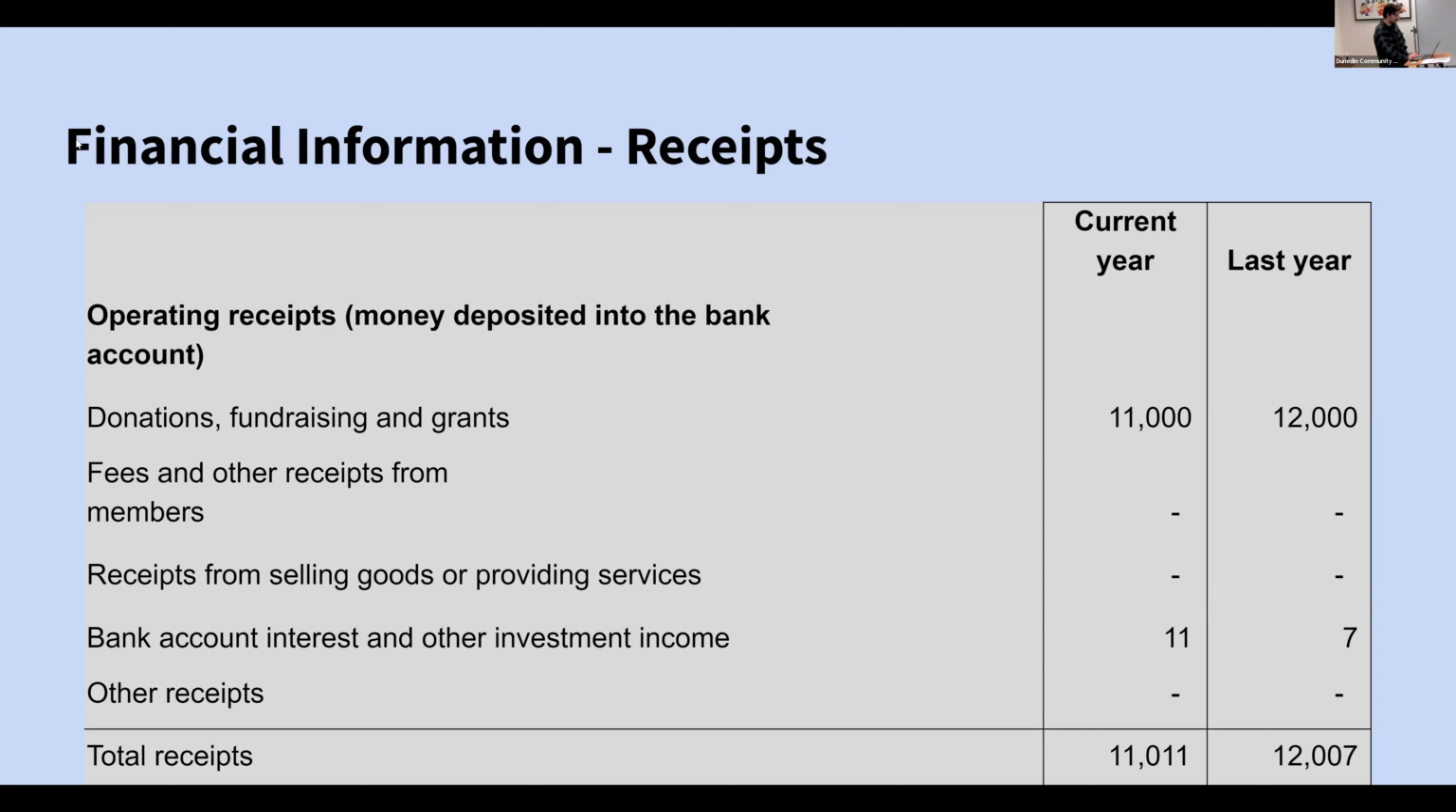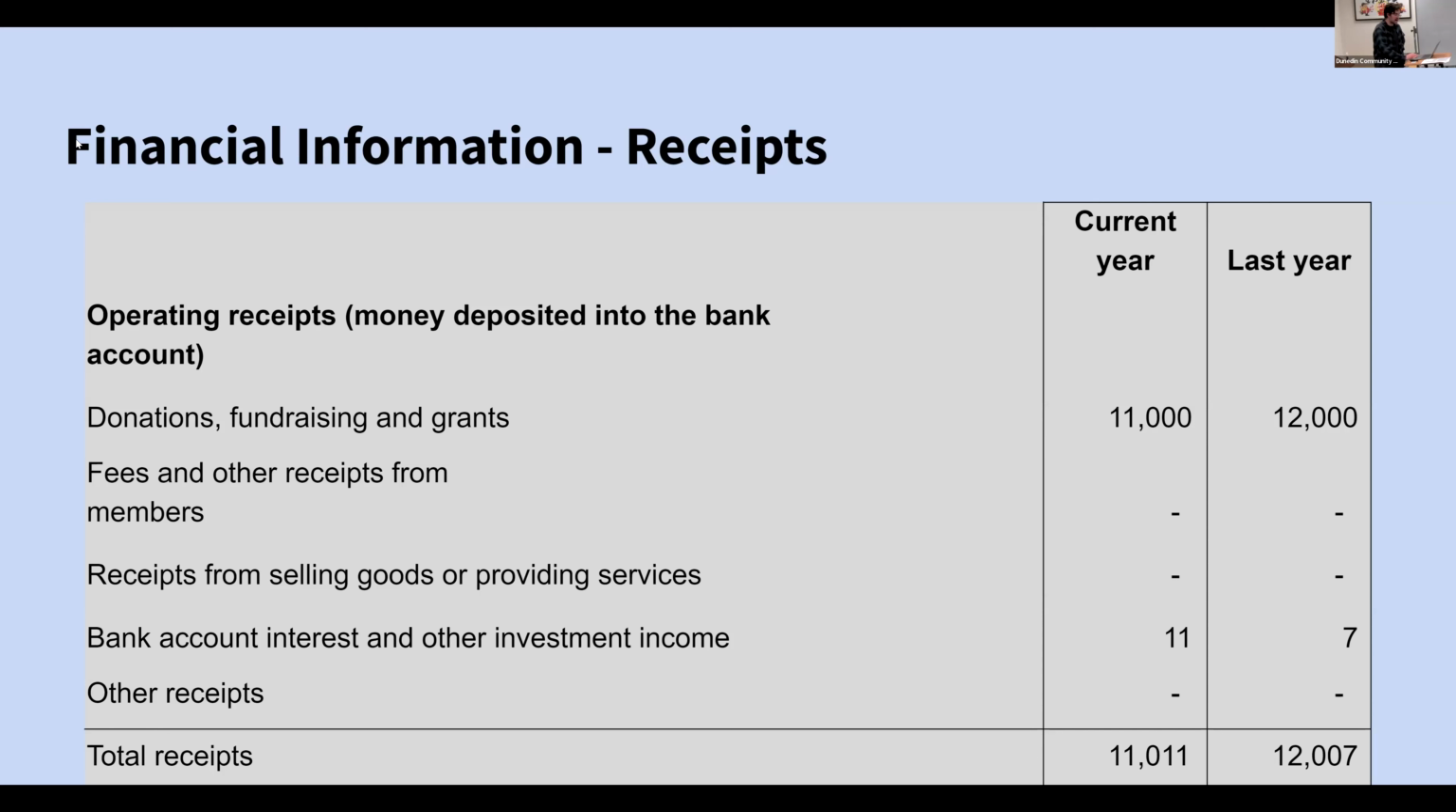Fees and other receipts from members consist of membership fees, income from sales of goods and services to members, or donations from members, that kind of stuff. And receipts from selling goods or providing services is stuff like income from contracts, income from sales to the public. Bank account interest and other investment income consists of stuff like rental income, interest, and dividends. And other receipts are, for example, insurance payouts or royalties received, or gains from assets or sales.